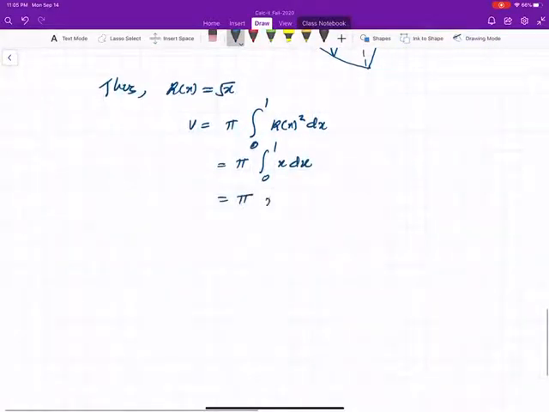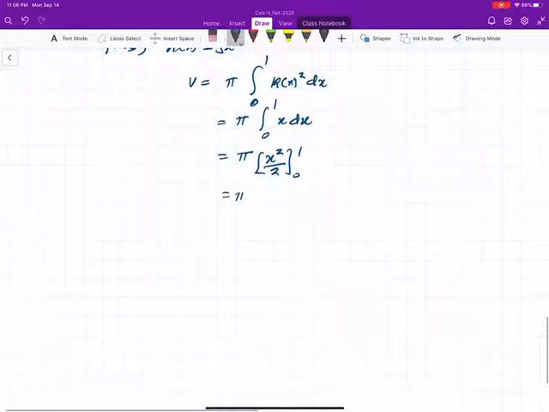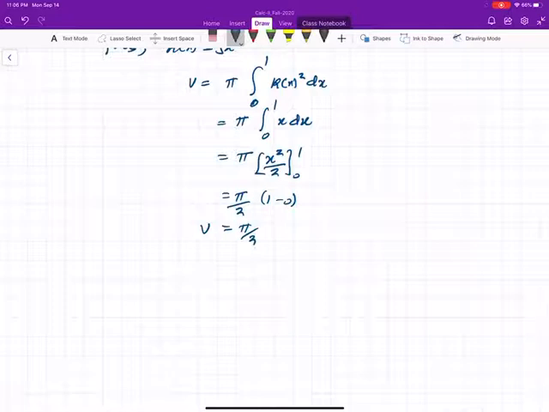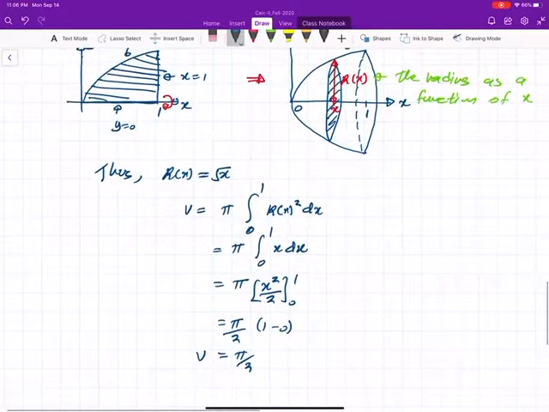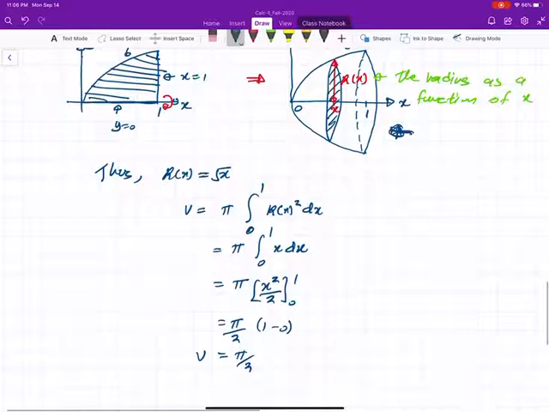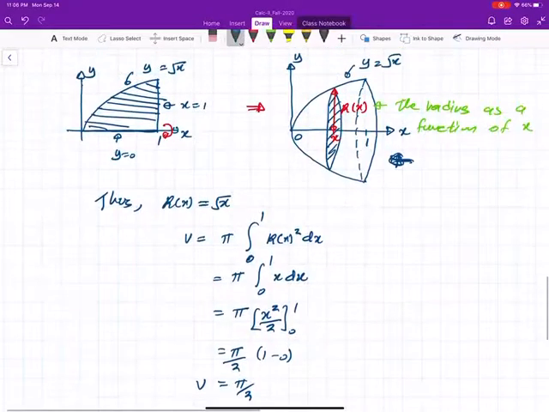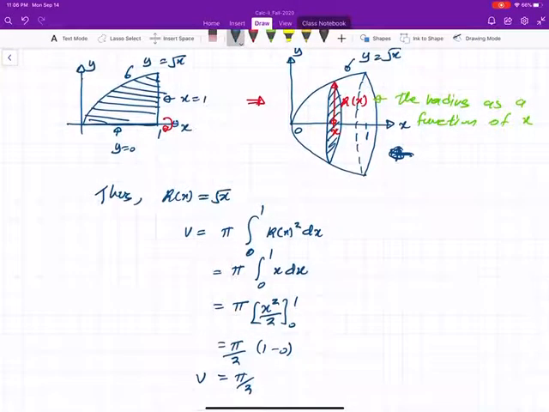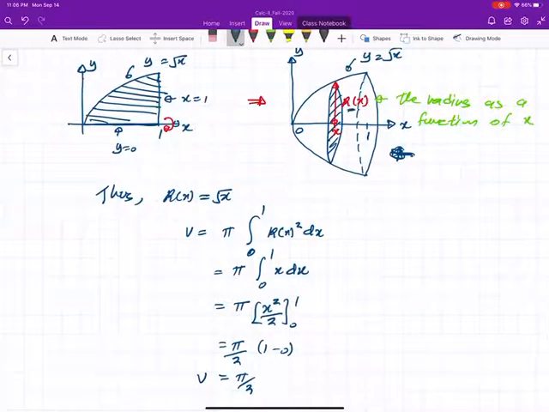This equals pi times x squared over 2, from 0 to 1. And this equals pi over 2. You apply the upper limit, which is 1, minus 0. So the answer is pi over 2. So this is the corresponding volume. Okay, that is the volume of this paraboloid, which is very easy. The trickiest thing that you have to compute is the radius r of x. Okay, you have to compute this radius. Once you have this radius, everything is so simple.